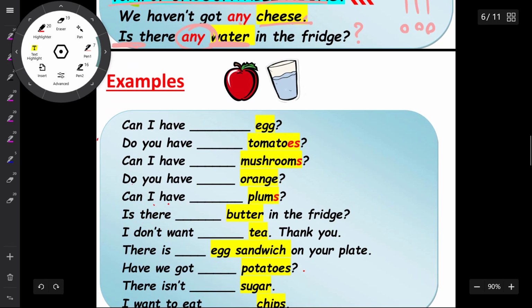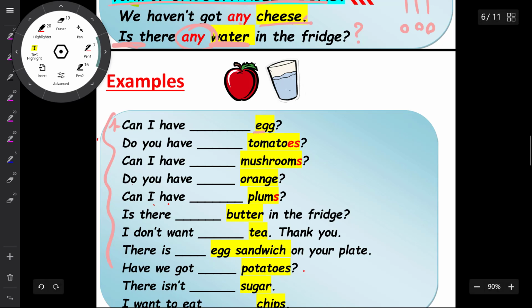Some examples. I'm going to do some exercises for you, and for the others, it's your turn. Okay? It's your turn to do these examples. Okay, number 1. Can I have blank egg? What is our way to fill in the blanks?